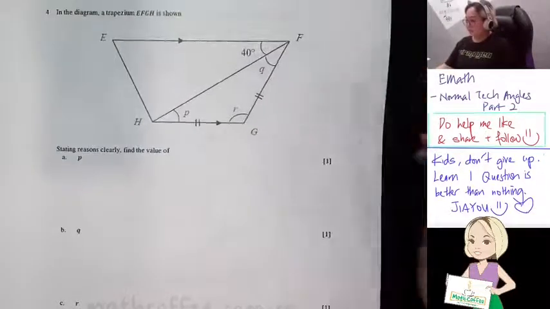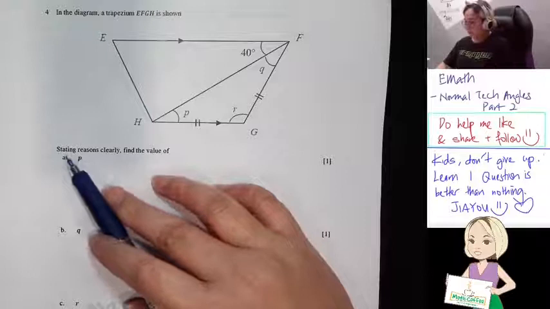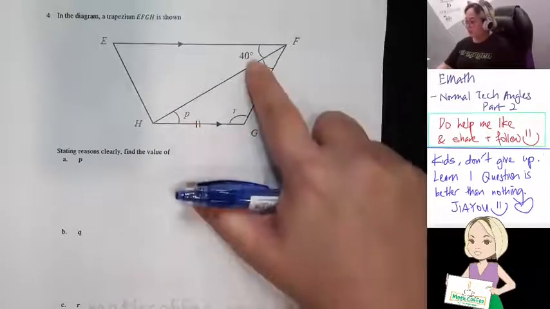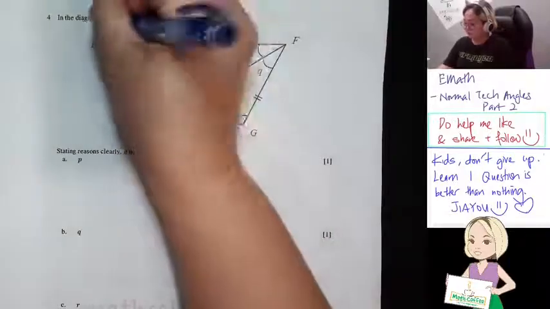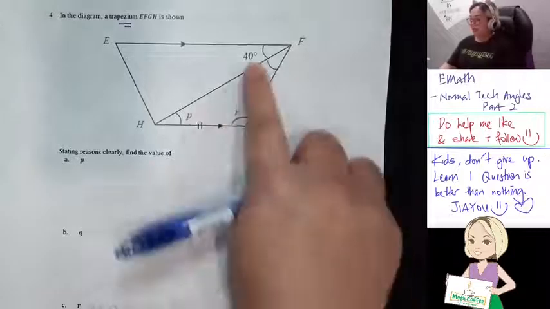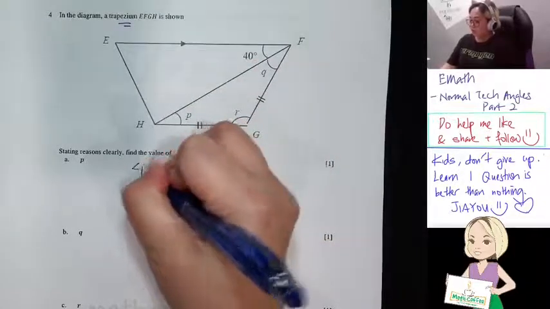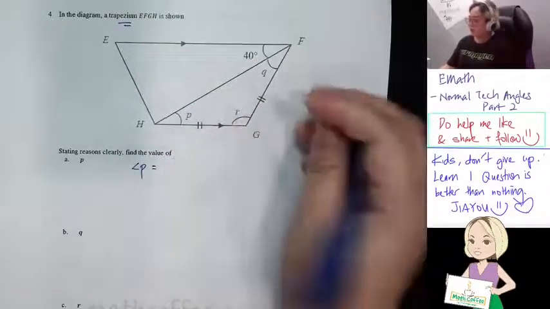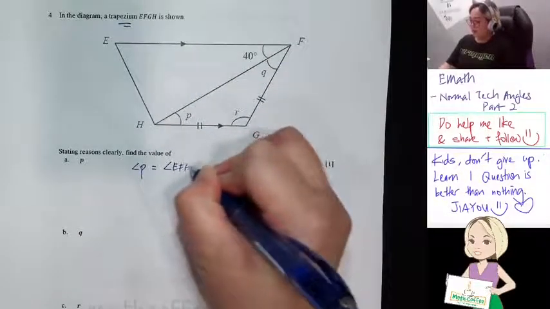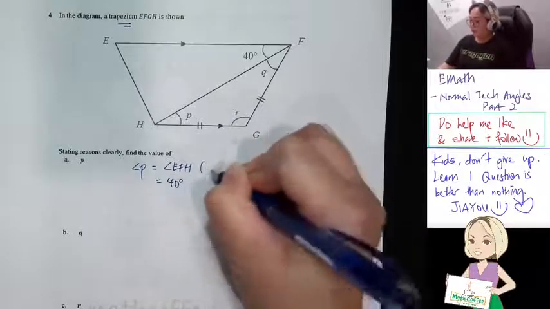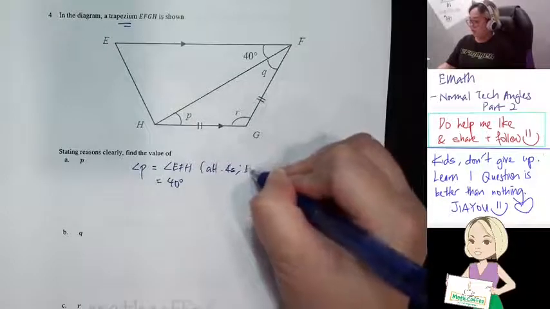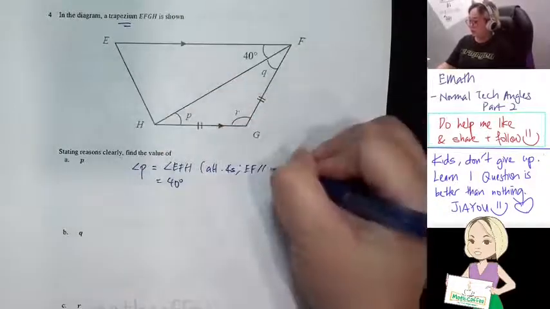Okay, let's continue. Stating reason, clearly find the value of P. Here, I only have 40. Again, you see, trapezium, I only have one pair of parallel line. This one, Z. So angle P is straight away 40. So you will say angle P is equals to angle EFH. Angle EFH, which is equals to 40 degree, and this is alternate angle, because of EF parallel with HG.